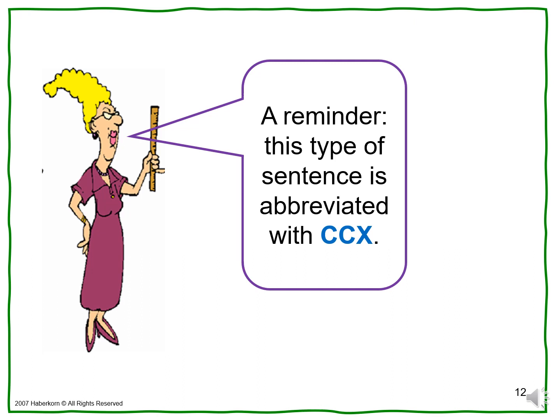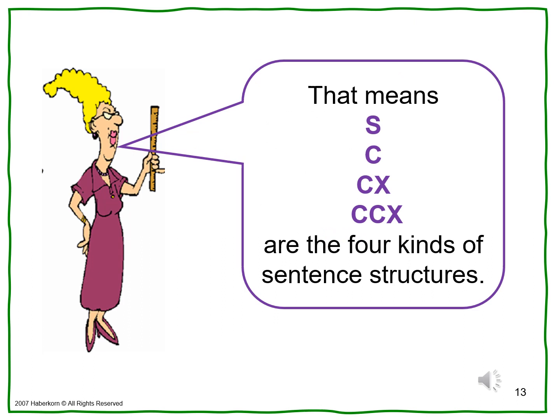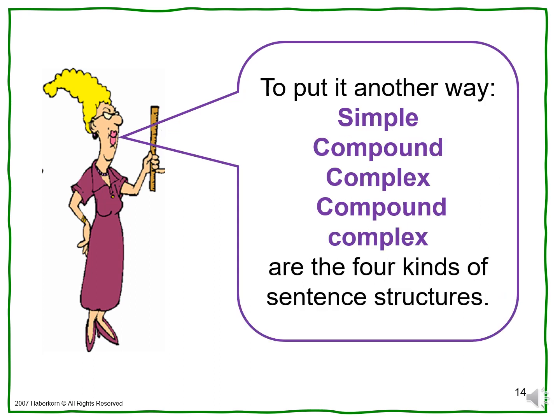This kind of sentence is abbreviated CCX, compound complex. That means S, C, CX, and CCX are the four kinds of sentence structures. To put it another way, simple, compound, complex, compound complex are the four kinds of sentence structures.